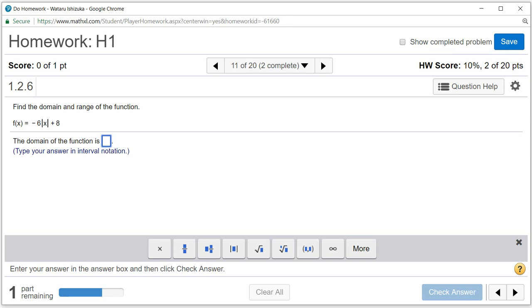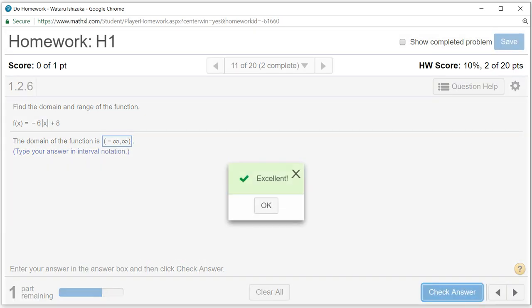So I'm going to use interval notation, and I'm going to have negative infinity to positive infinity. Put infinity there. Alright, let's check the answer. We got that.